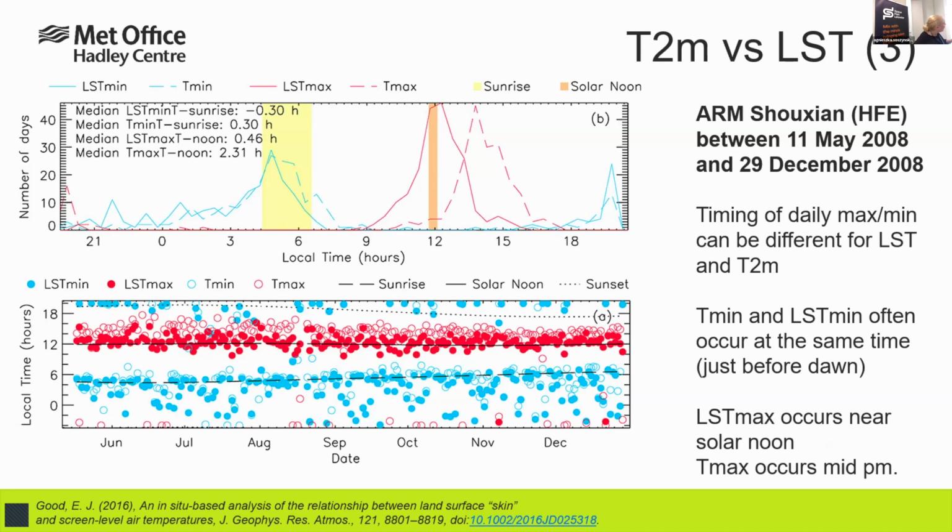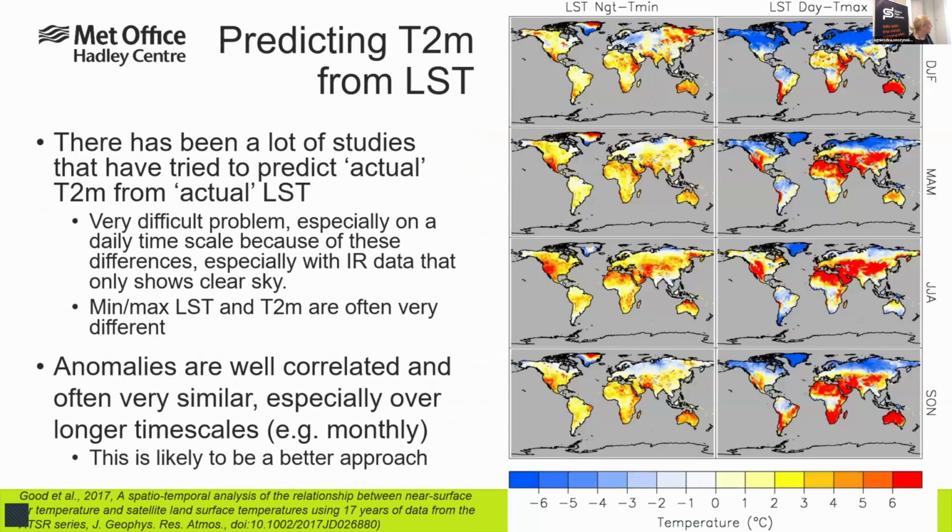And what you can see very clearly is that the LST min and T min generally occur around 6 a.m. or just before sunrise, basically, around that time. And they occur at very, very similar times. Whereas when you look at the maximum temperatures, you get a very obvious difference. We have LST, which generally peaks, if it's cloud-free, at solar noon. Whereas air temperature takes much longer to react to that heating transfer and tends to peak in the middle of the afternoon. So this is really important. So it's very difficult, I think, to predict instantaneous air temperature from LST. That is probably impossible, in my opinion, because of these complex relationships.